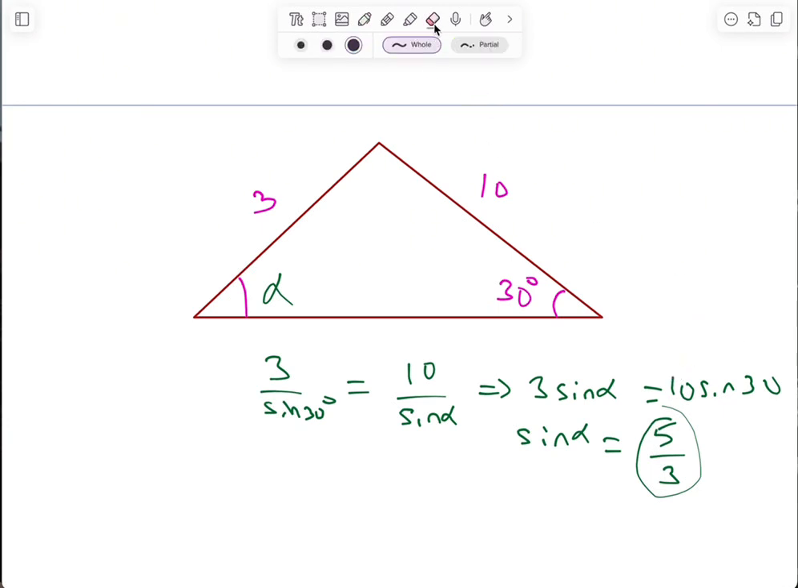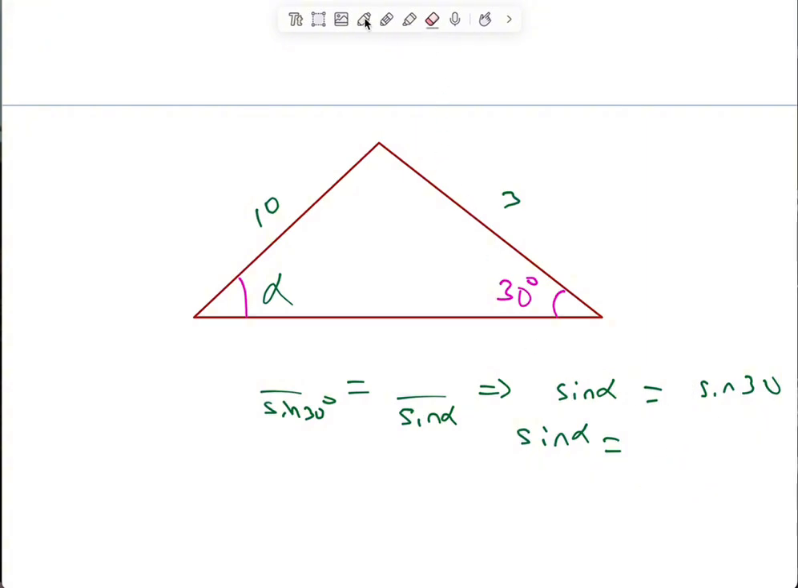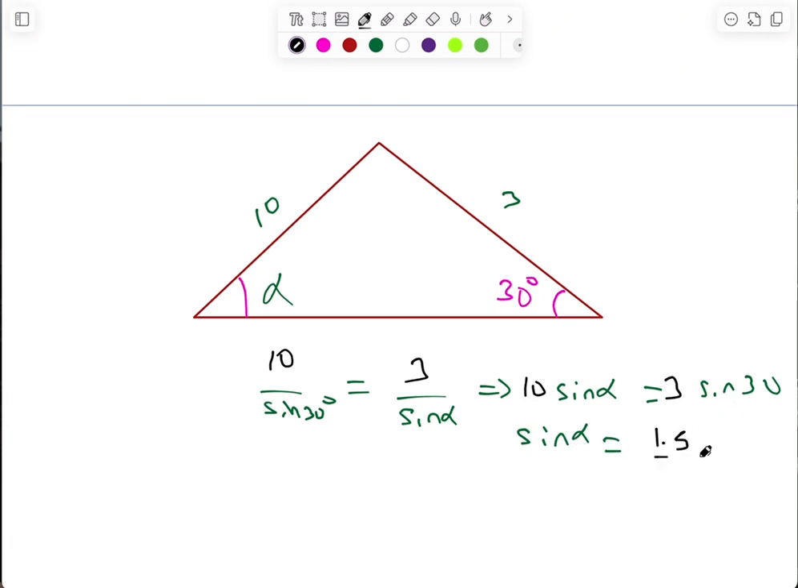So permit me, I'm just going to flip it like that. So this is going to be the 10, and this is going to be the 3. So that implies that this whole thing will change now. Everything here will change. So we have this now. We have 10 divided by sine 30, then 3 divided by sine alpha. So that implies that 10 sine alpha will be 3 sine 30. So 3 sine 30 will be 1.5. So that will be 1.5 divided by 10, and that will be 0.15.